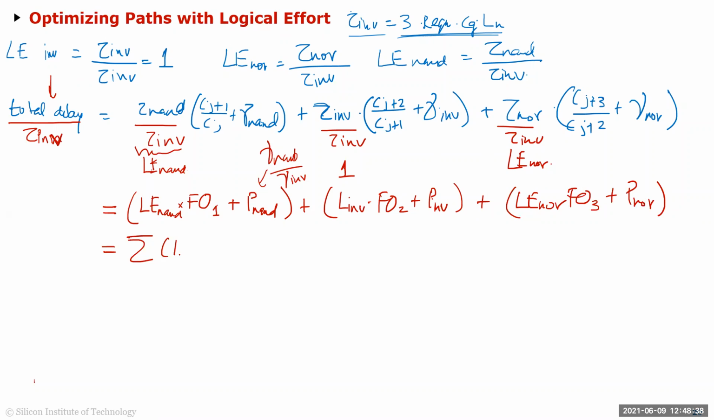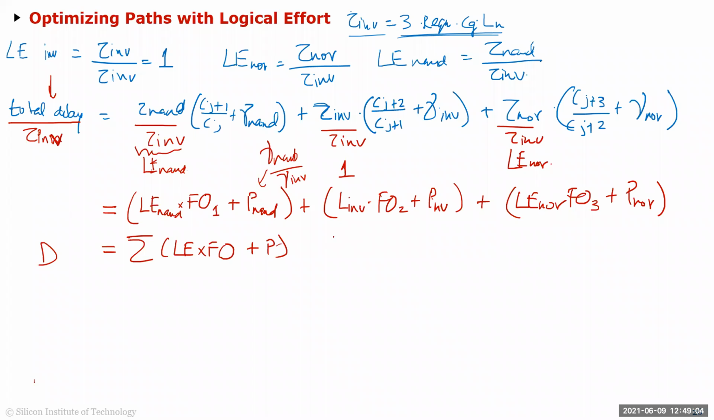So in other words, it's the summation of the logical effort times the fan out of that stage plus the parasitic term. So that's your total delay in terms of fan outs, right? So now the question is, how do we write this in terms of our fan out?